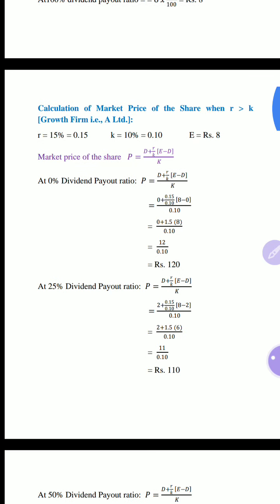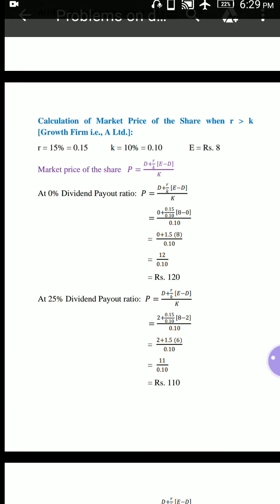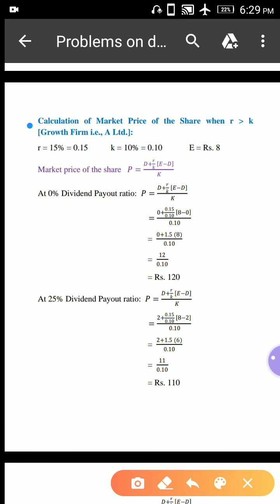calculation of market price of share when R is greater than K. So R greater than K means A Limited. In A Limited, R value is 15%, K value is given as 10%, and EPS 8 rupees. So 15% is equal to 0.15, 10% is equal to 0.10, earnings per share rupees 8.